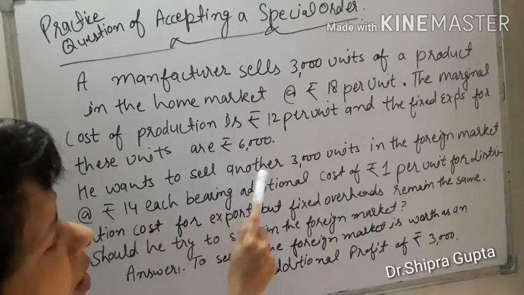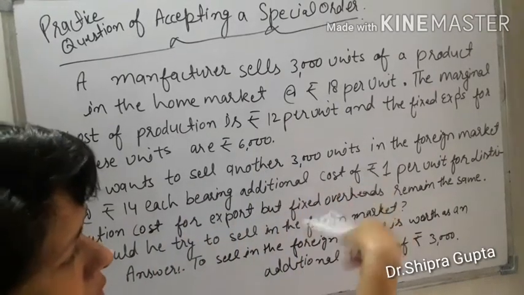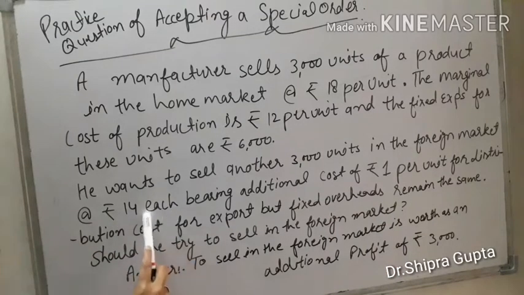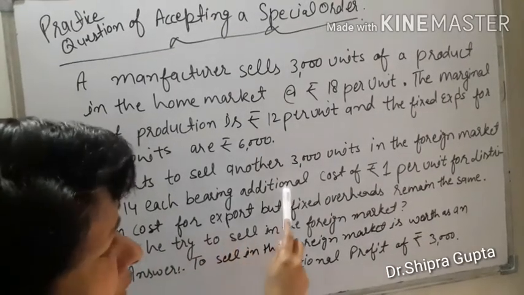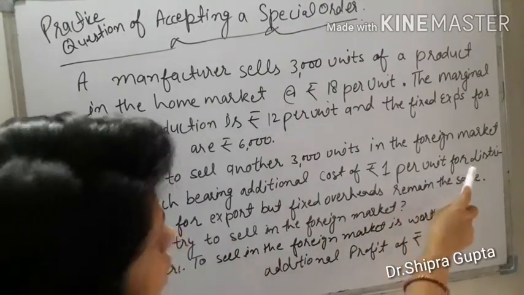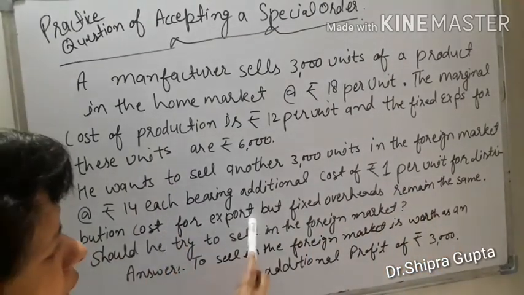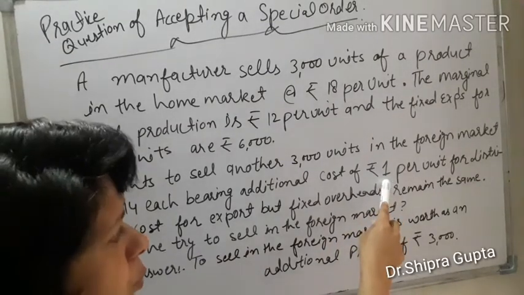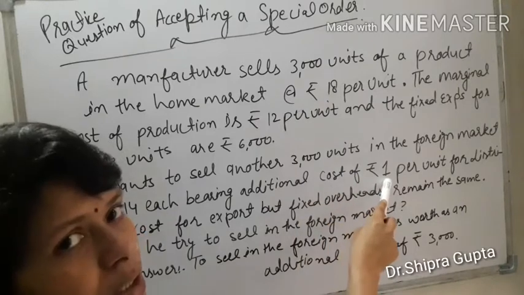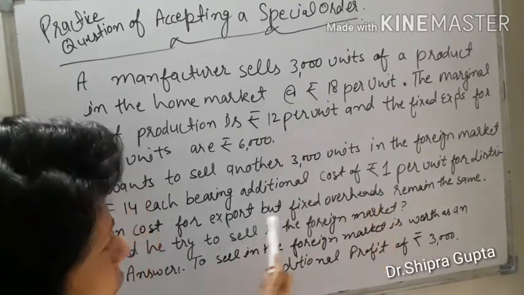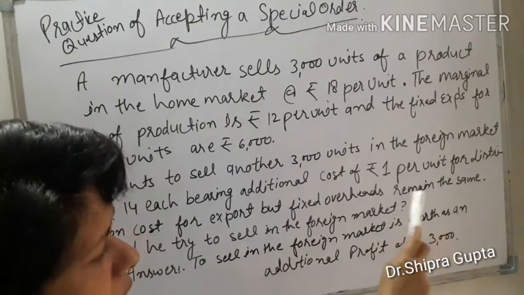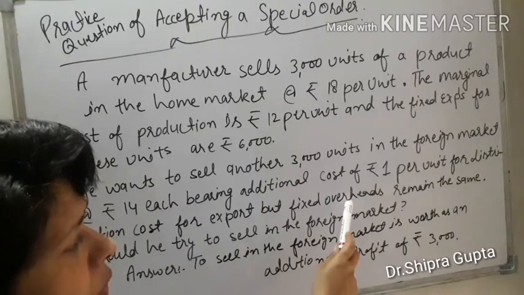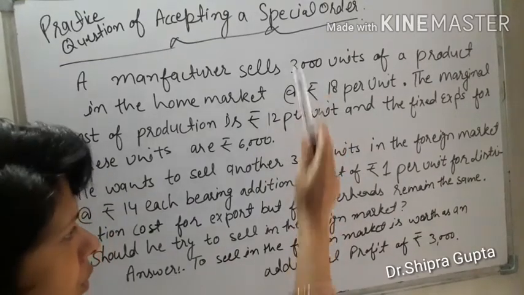He wants to sell another 3000 units, meaning an extra 3000 units, in the foreign market at rupees 14 each. It means the selling price is rupees 14, bearing an additional cost of rupee 1 per unit as distribution cost for export. It means distribution expenses are assumed as a marginal cost of rupee 1, so an additional 3000 rupees is treated as marginal cost for export, but fixed overheads remain the same. It means we will not consider them for the extra 3000 units because they are already covered by the previous 3000 units.